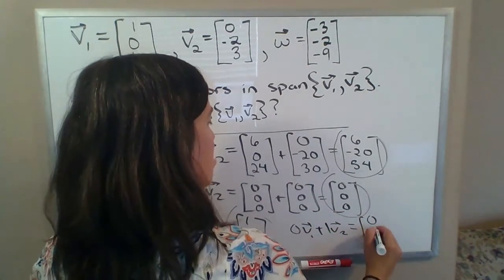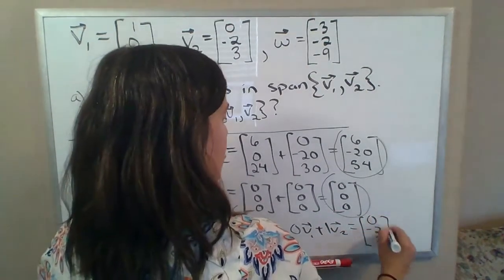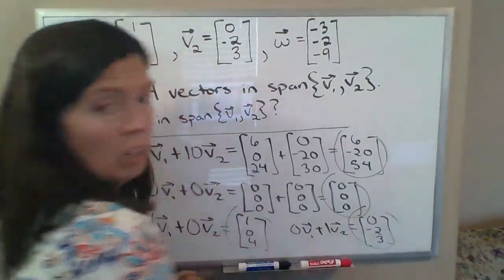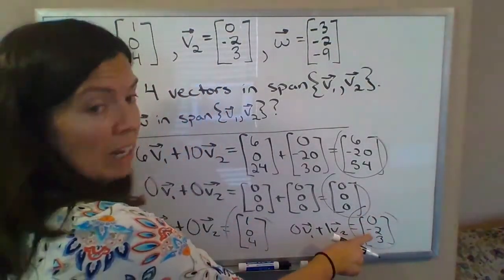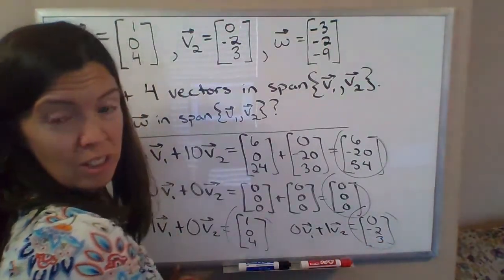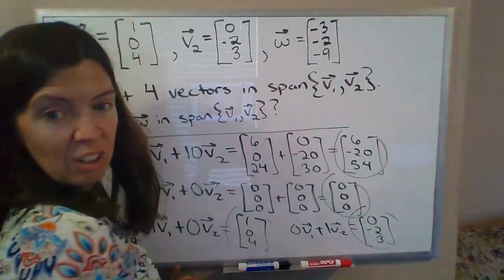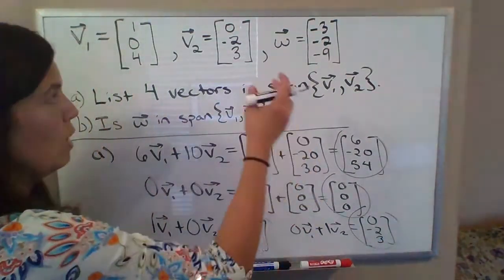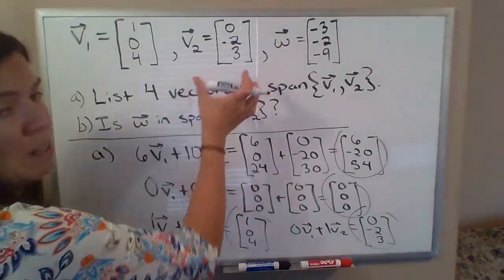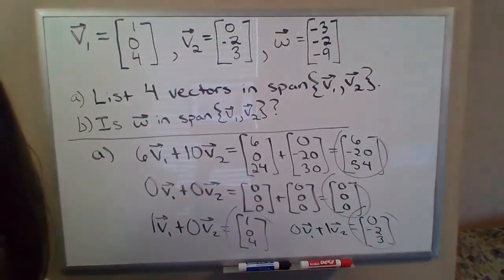And we could also do just any multiple we want of v1 or v2. So something like 0, negative 200, 300. So that'd be 100 times vector 2. That would be in the span. So you can do any multiple you want of vector 1, any multiple you want of vector 2. Those would all be in the span.